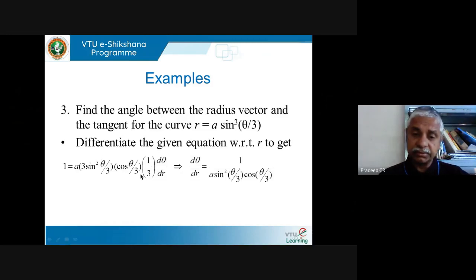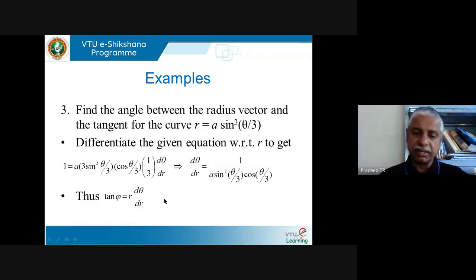With simple algebraic manipulation, d theta by dr is: this whole thing goes to the denominator, a sine square theta by 3 cos theta by 3. I don't want d theta by dr, I want r d theta by dr. So I multiply by r, which means I multiply by a sine cube theta by 3. Why do I want r d theta by dr? Because that is tan phi.